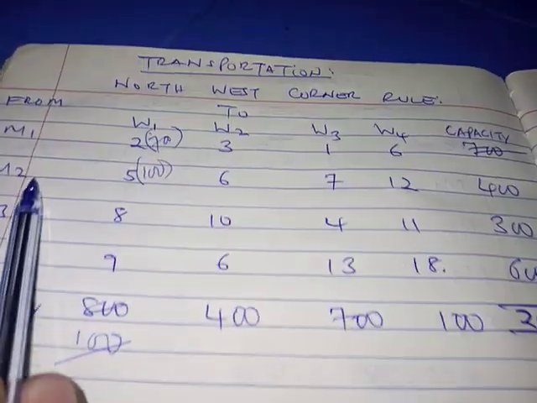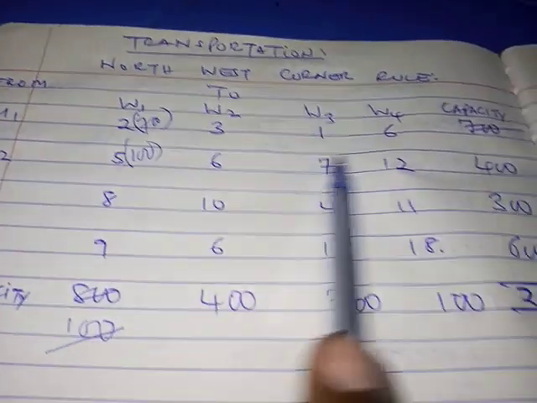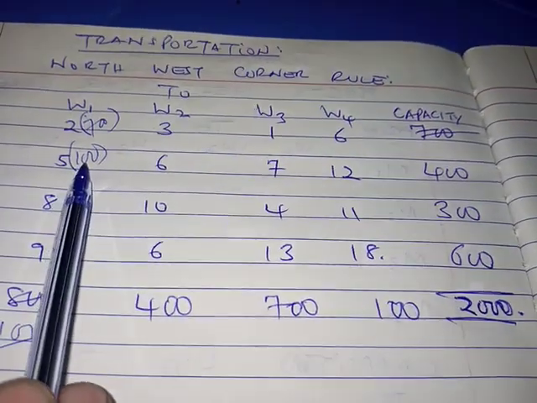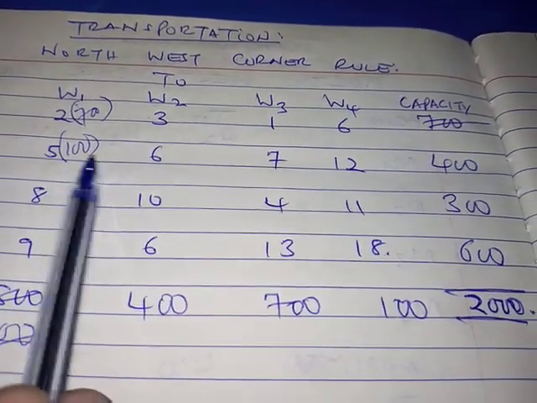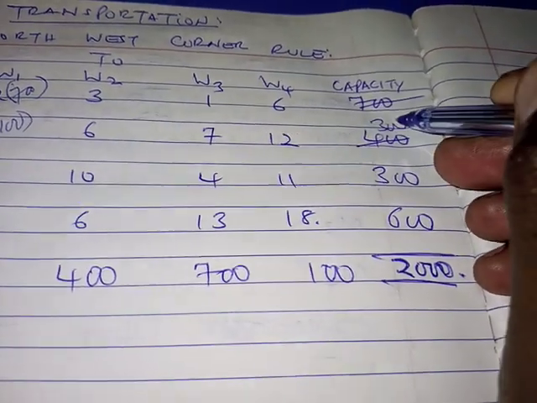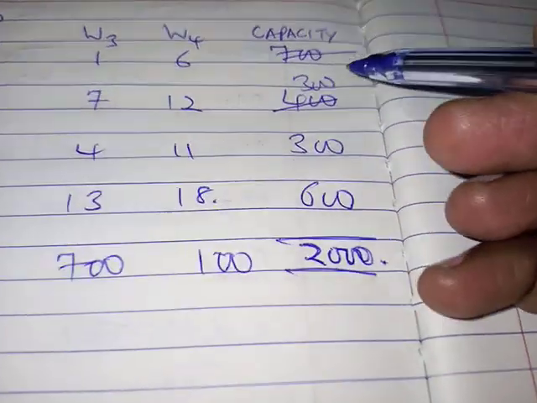Now, we consider also the capacity for M2 and the total capacity was 400. Remember, we have already assigned 100 from M2. And therefore, the remaining balance for M2 will be 300. So we cancel 400 and write 300.